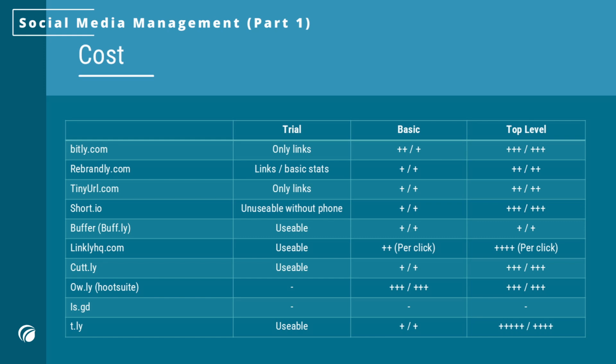Hootsuite, no trial version without a credit card. The basic version is quite high, but the top level isn't much higher. Is.gd, all is free. Tiny, the trial version is usable. The basic version is payable, but the top level version is quite expensive.